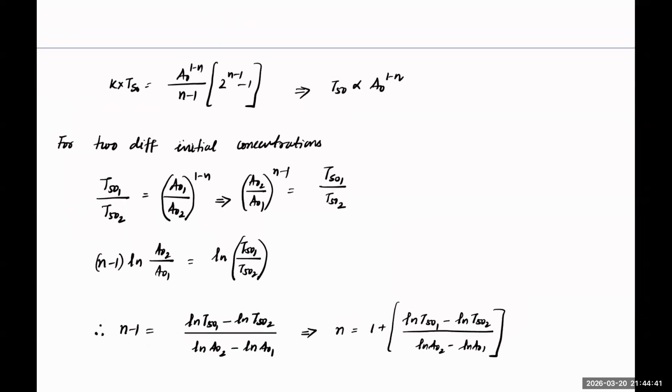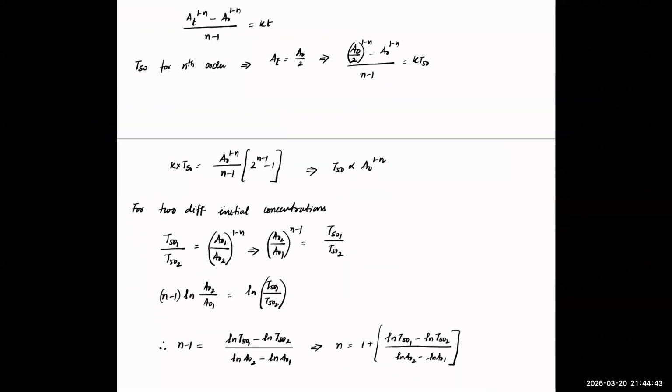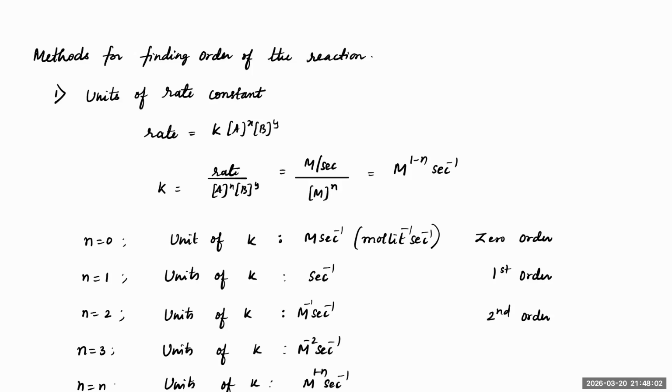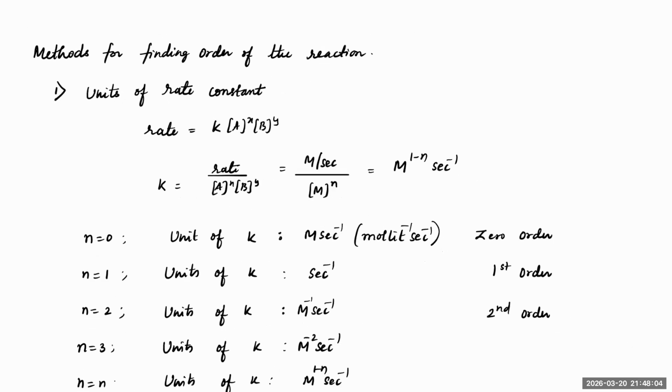Clear, everybody? So please quickly check this out. So this is one of the methods by which you can calculate the order of the reaction. What are the other methods? See, one method is the units of rate constant.